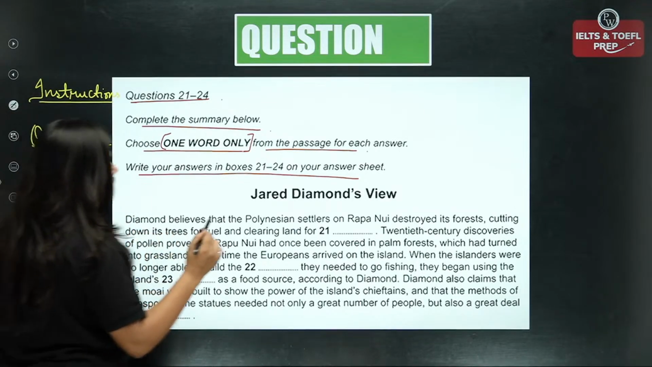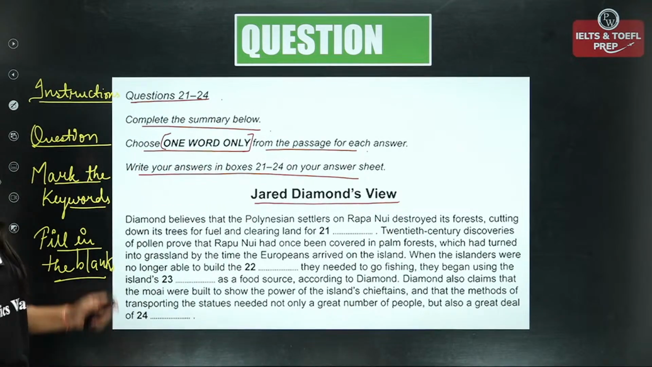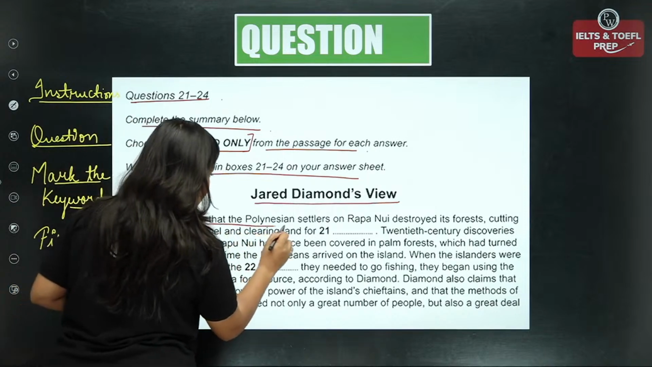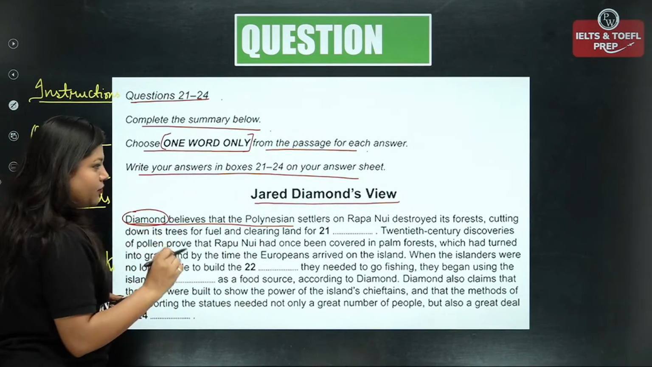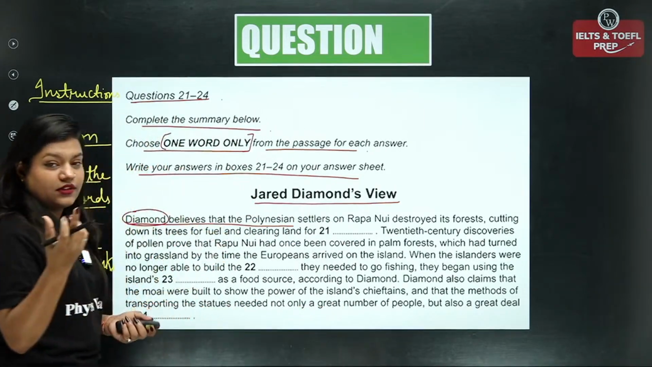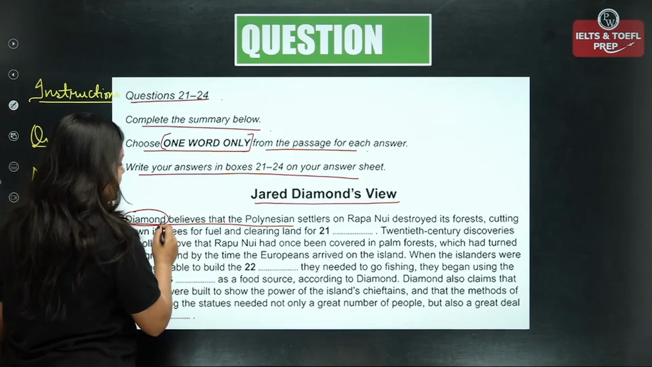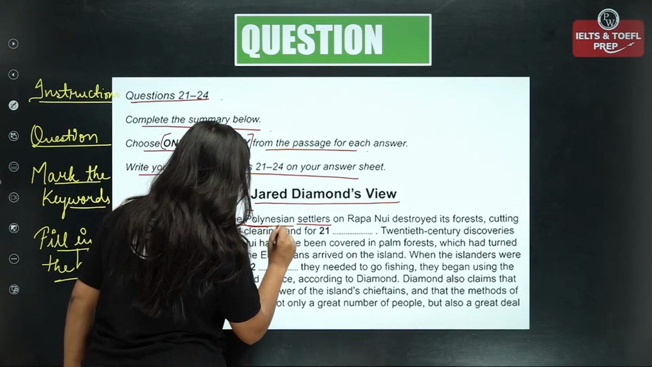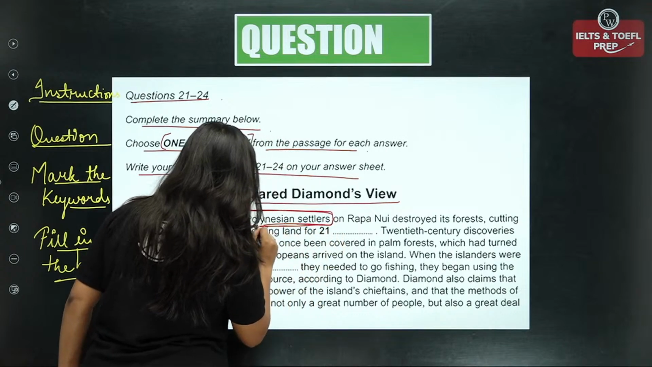Fine. Now, Jared Diamond's view. This is the topic of the question, definitely. Diamond believes that Polynesian settlers. Now, Diamond is definitely not the crystal. We are talking about a person whose name is Diamond, or Diamond may be part of his name. Diamond believes that Polynesian settlers. Polynesian settler is a word that cannot be rephrased, reworded or paraphrased, right?